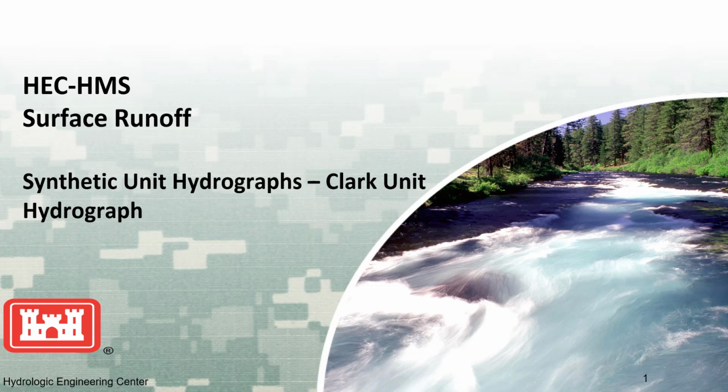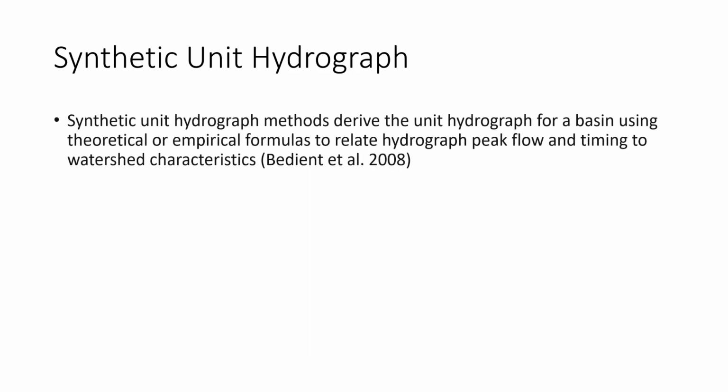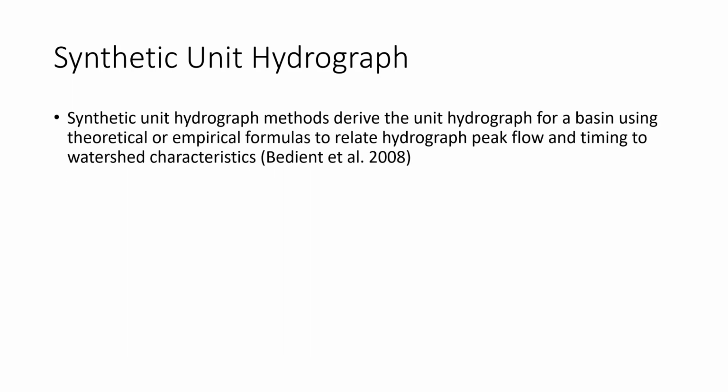We will be going over the Clark unit hydrograph, which is one of the synthetic methods available within HMS. In a previous video, we discussed how to derive a unit hydrograph from a recorded discharge gauge. For the synthetic method, we derive a unit hydrograph for a basin using theoretical or empirical formulas that relate the discharge peak flow and timing to its watershed characteristics.